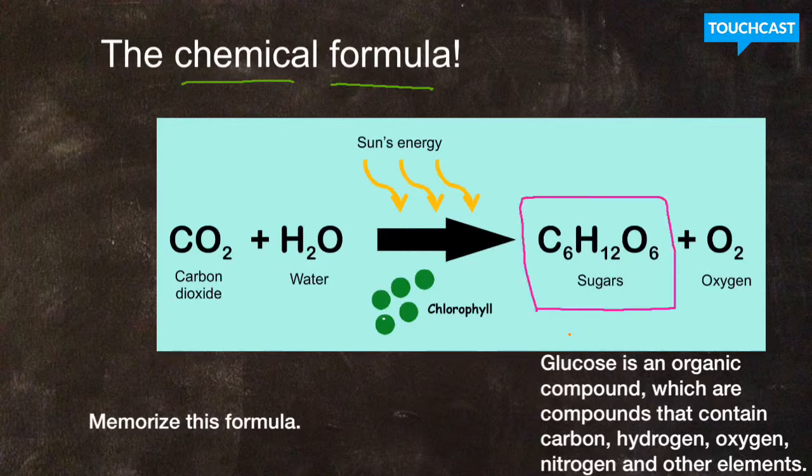Sugars are organic compounds. So write this down if you've forgotten what an organic compound is. An organic compound is any compound containing carbon, hydrogen, oxygen, nitrogen, and other elements such as phosphorus and sulfur. Your CHONPS if you were with me at the beginning of the semester.